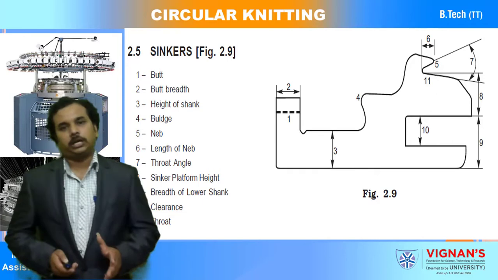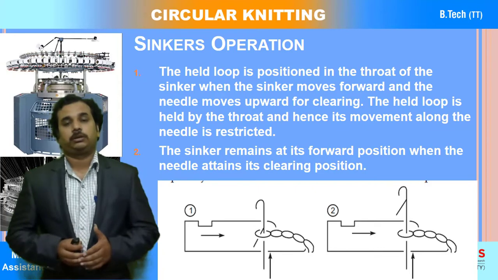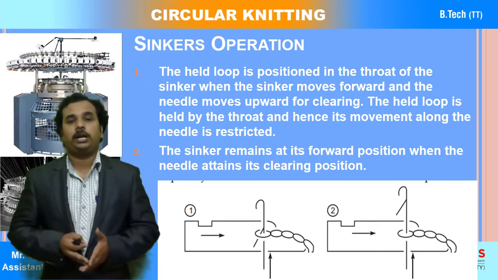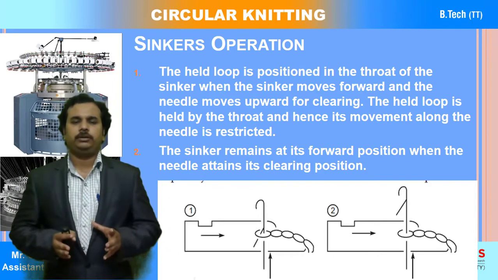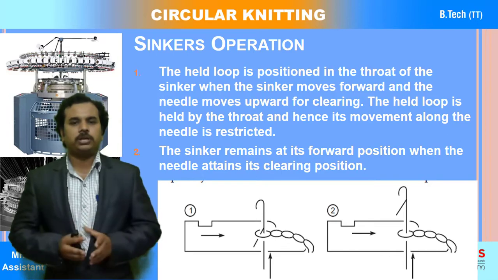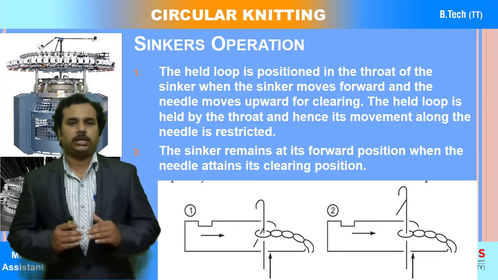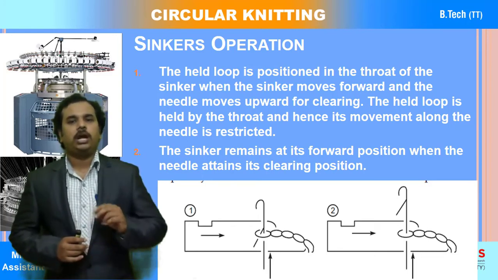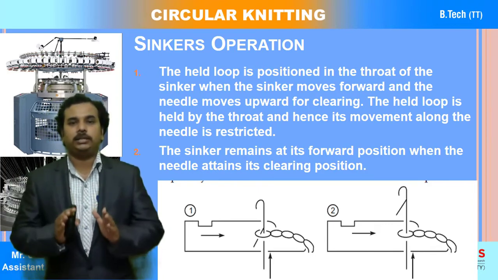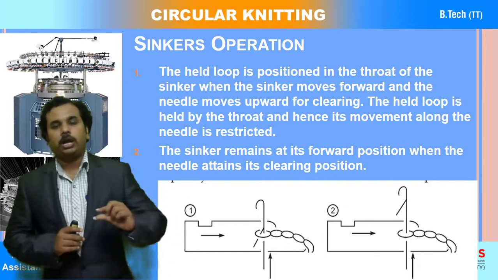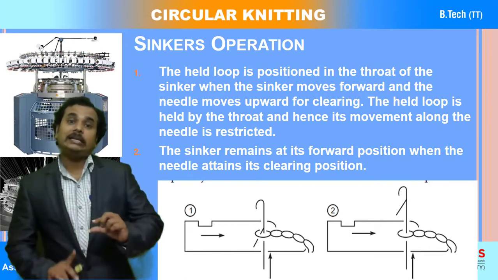objective of this sinker. Now we will see how exactly this sinker operates, how it is going to be operated and what the different steps are. There are basically 5 steps in the sinker operation. So the first step, you can observe the first image. The held loop is positioned in the throat of the sinker when the sinker moves forward and the needle moves upward. So simply, by seeing the image, the sinker is moving forward and holding the old loops which are already formed when the needle is rising up.